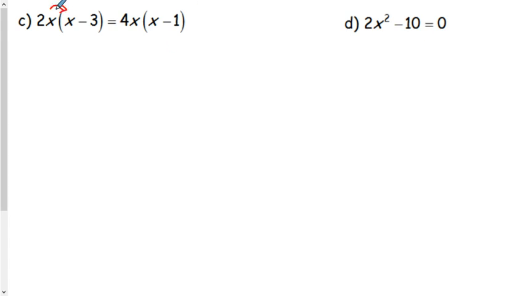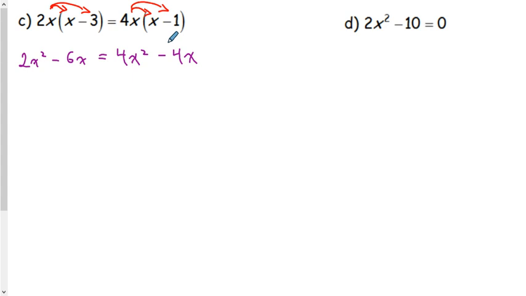Let's multiply through our brackets. You'll notice I'm kind of going at lightning speed, so if this is too quick for you, feel free to stop or slow things down. 2x times x, that's 2x squared. 2x times -3, that's minus 6x. 4x times x is 4x squared. 4x times -1 is minus 4x.